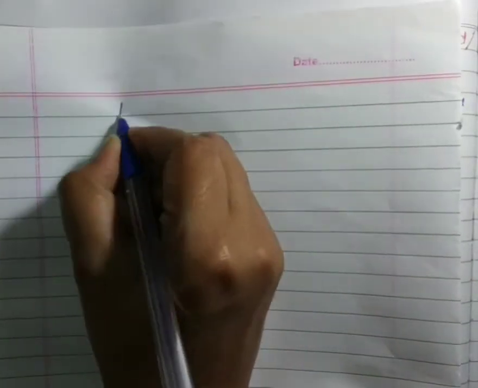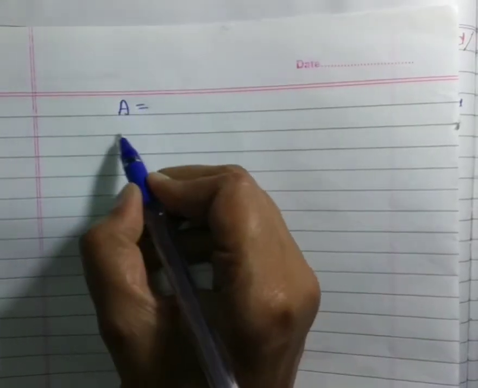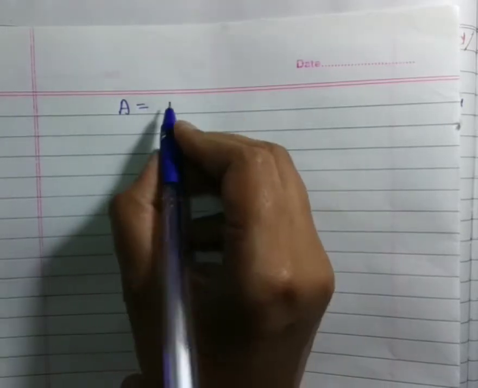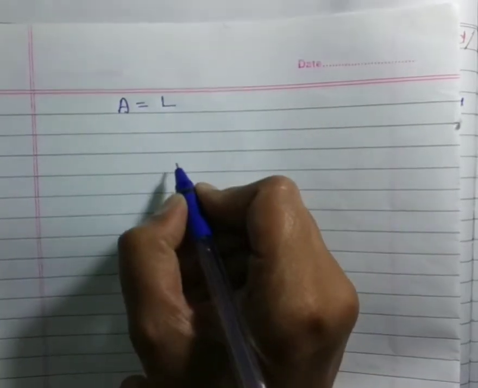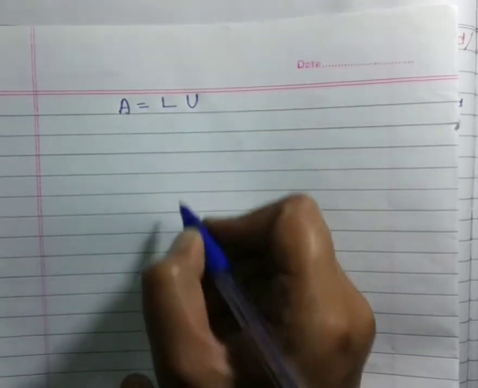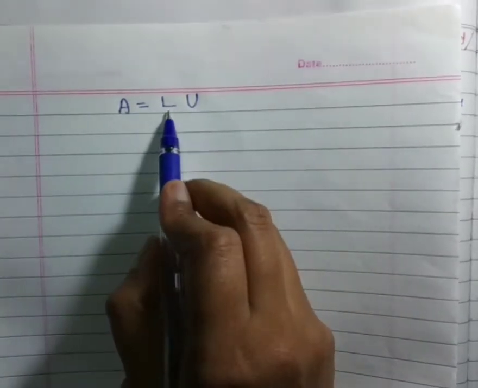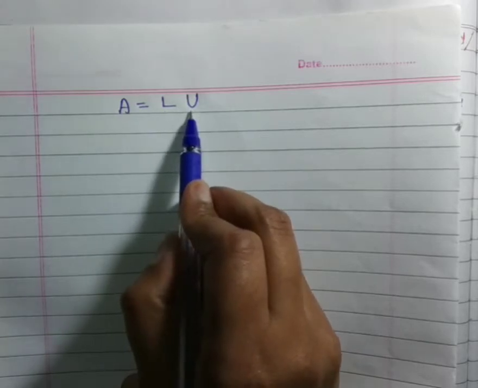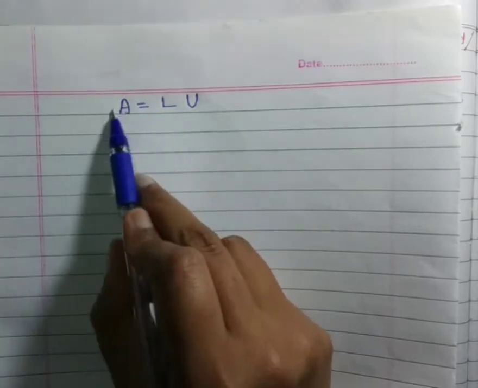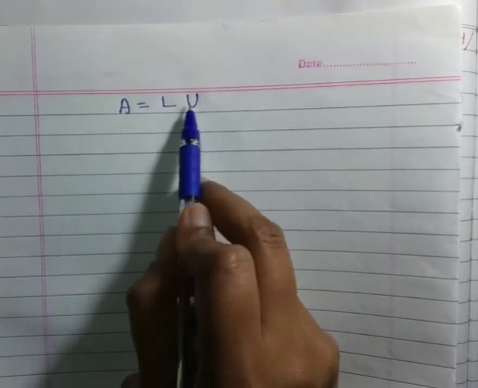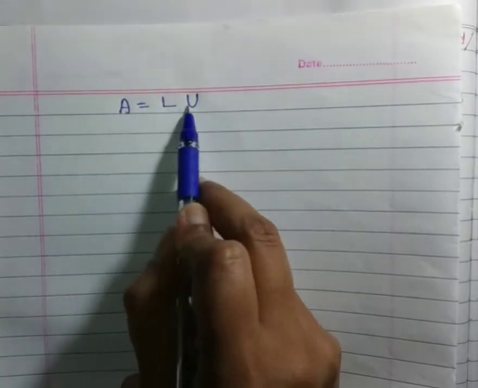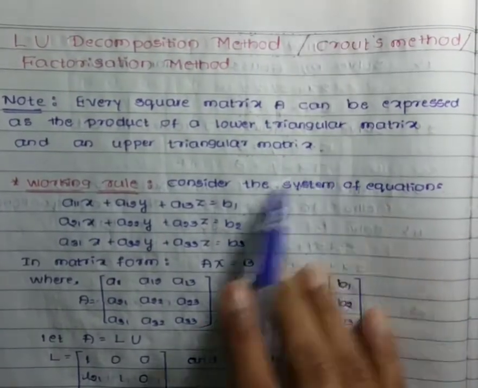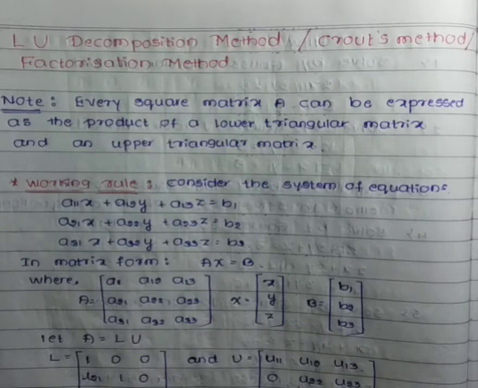It means suppose if we have a square matrix A, then this square matrix A we can split and write as product of lower triangular matrix and upper triangular matrix. Here capital L represents lower triangular matrix and capital U represents upper triangular matrix. So any square matrix A we can express as the product of lower triangular matrix and upper triangular matrix. So this is the important note regarding this LU decomposition method.